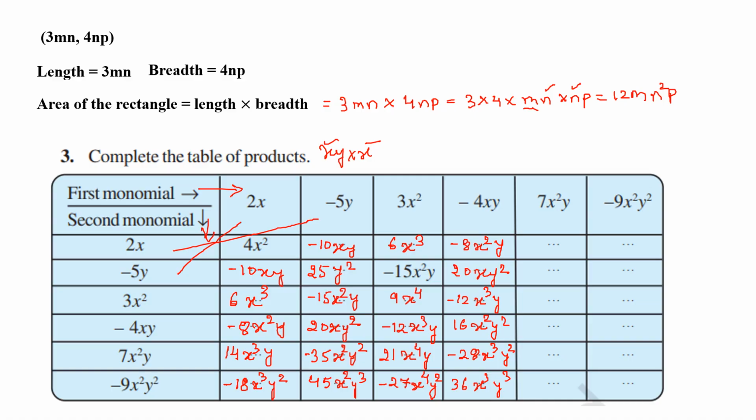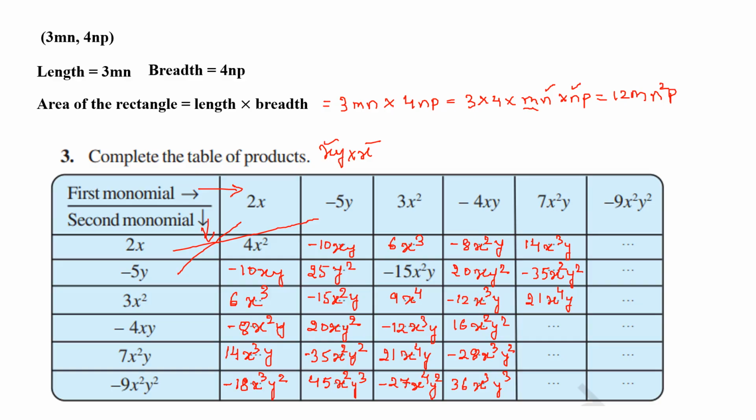Now moving to the fifth column. 2x into 7x square y. 2 into 7 is 14. x into x square is x cube, y. Minus 5y into 7x square y. Minus 5 into 7 is minus 35. x square, y into y is y square. Then 3x square into 7x square y, 3 into 7, 21. x square into x square is x to the power 4 into y.